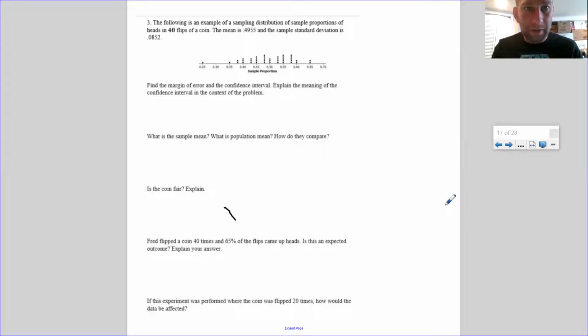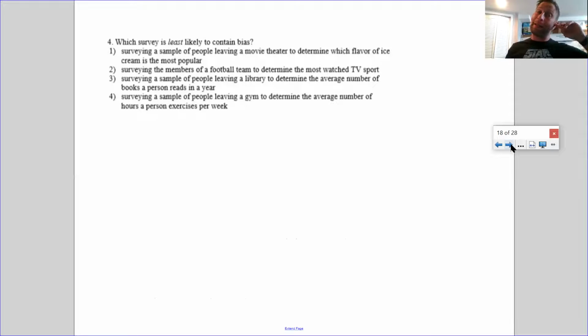All right. Bias. Again, we said that bias is bad. Bias is asking the soccer team if they like soccer to see how the whole school feels about it. If there's a pre-existing reason to believe someone's going to feel a certain way, that's bias. The opposite of bias is random. So, which is least likely to contain bias? So is it asking for a good answer or a bad answer? Least likely to contain bias. It's asking for a good answer. It's saying we don't want bias.